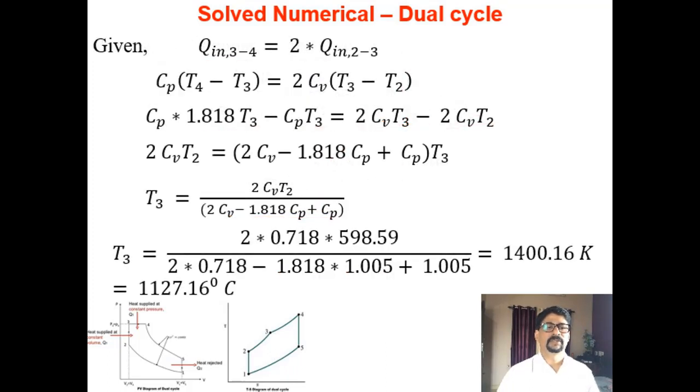This is the step here. You are given heat addition at constant pressure is twice the heat addition at constant volume. That is Q in 3 to 4 is equal to 2 into Q in 2 to 3. This is at constant pressure, so Cp into T4 minus T3, and this is at constant volume, 2 Cv into T3 minus T2. Before simplifying, you substitute for T4 as 1.818 T3. You see, this is the advantage here, because T2 is already known. So in this equation, T3 and T4 are two unknowns, but you are able to express T4 in terms of T3. This is what you have to think in the exam, then you have to approach.